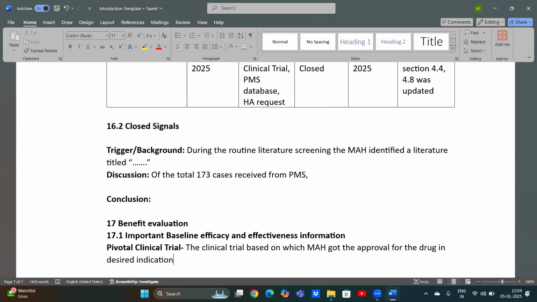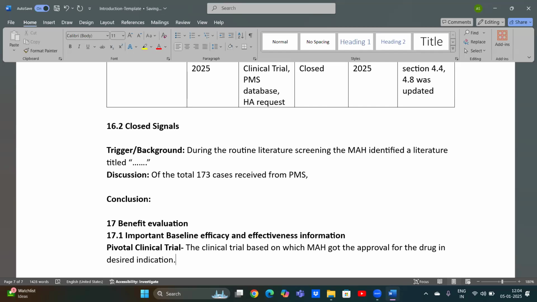that is called the pivotal clinical trial. Because that is the important, significant clinical trial based on which I am asking for approval. This is my source, my base or foundation on the basis of which I am saying that my drug is more beneficial. Please grant me approval to market the drug. Understood? Yes, sir.